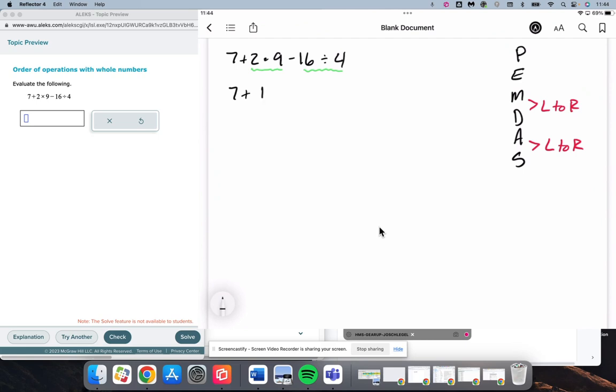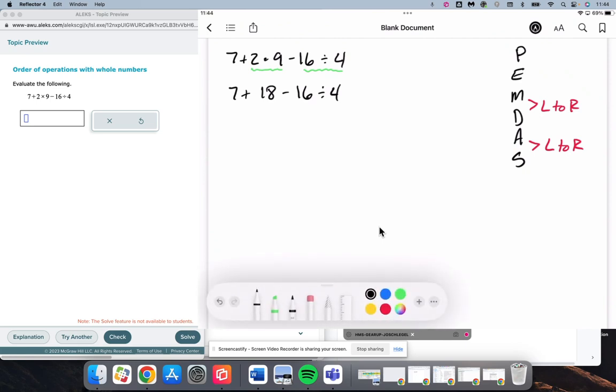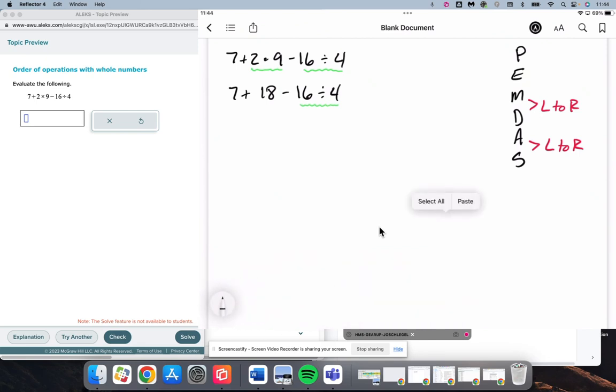So 2 times 9 is 18, minus 16 divided by 4. So that was our multiplication. Next, we look for division. And we already found the division because we look for multiplication and division at the same time and see which one happens first. And that's the one we do first. So we get 7 plus 18 minus 16 divided by 4 is going to be 4.